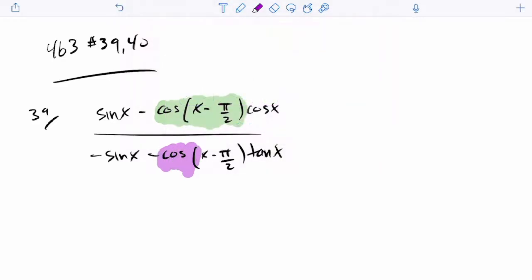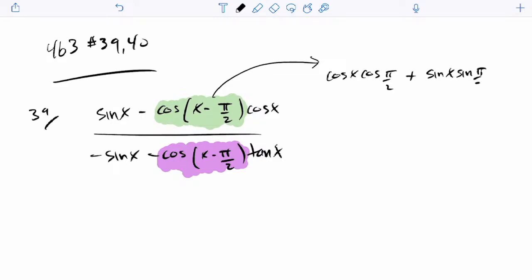With these ones here, what I would do is break this up off to the side of your page, each one. So this is going to be cos x, cos of pi over 2, plus sine x, sine of pi over 2. The cos of pi over 2 is 0, and I'll put down my sine x here. The sine of pi over 2 is 1. So this whole thing simplifies to become the sine of x.